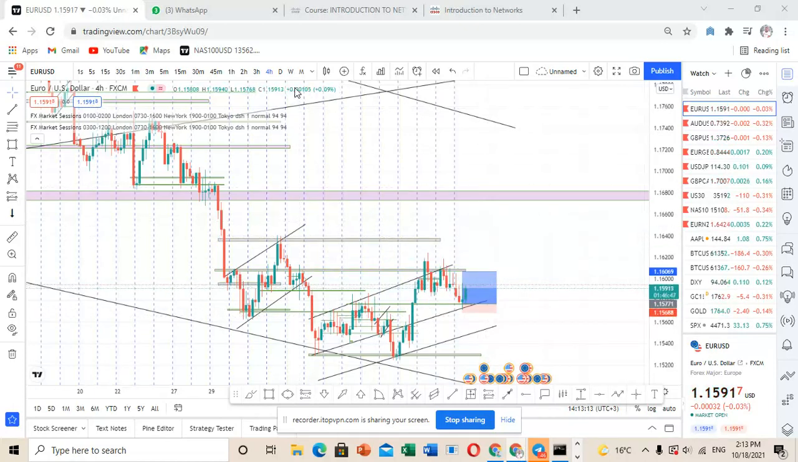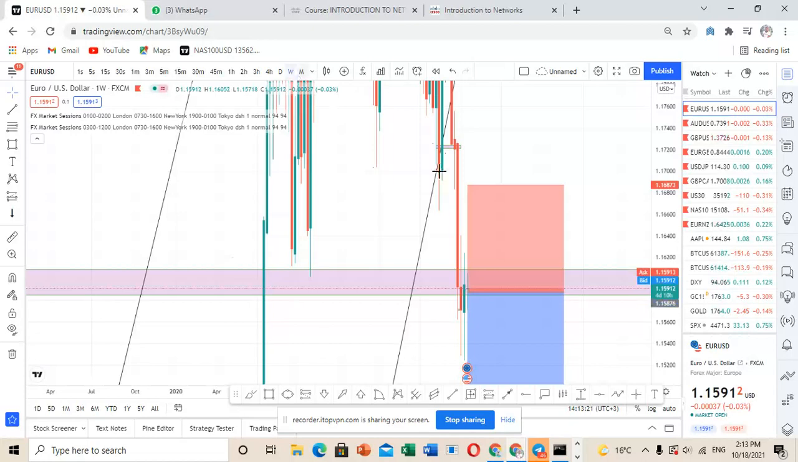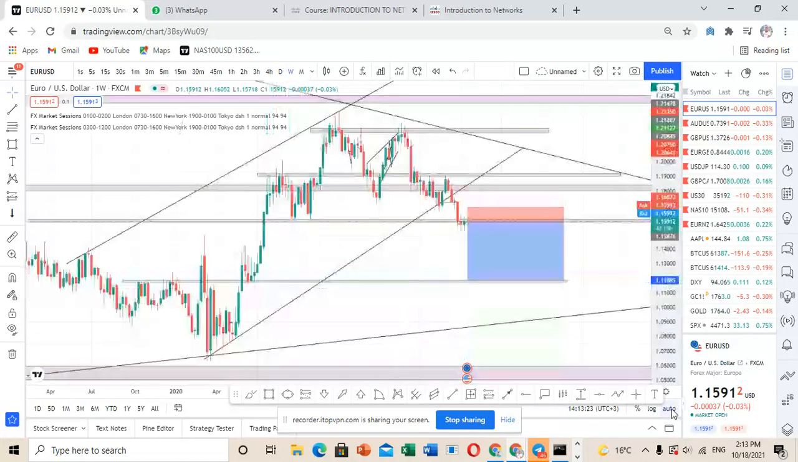Now looking at Euro USD, let me start from a higher time frame, and then move into lower time frames. Let me start from the weekly time frame. Looking at the market from the weekly perspective, this is what I'm seeing. When you go to the monthly time frame, it is a downward trend, but inside that downward trend is where we are having this kind of an upward movement.